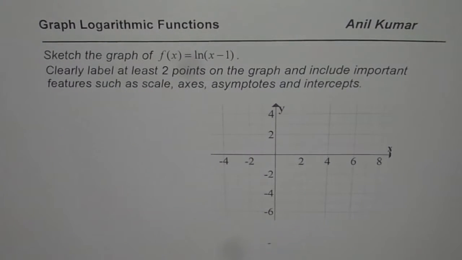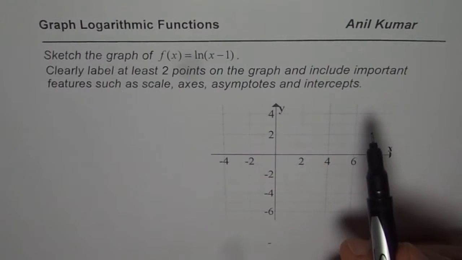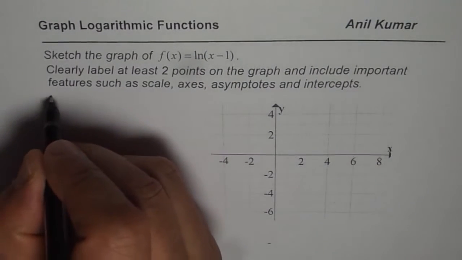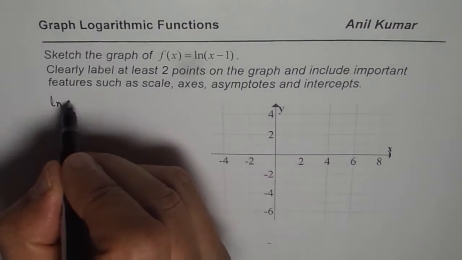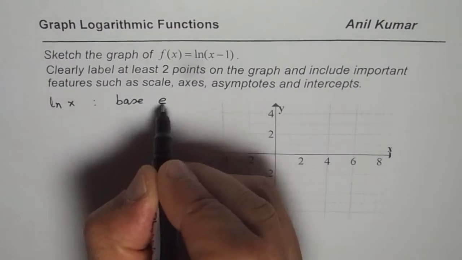Now that is a common thing. Whenever you do any graph, especially logarithmic graphs, asymptotes and intercepts are very important, right? Okay, so this is just a reminder. When we say ln, right? So let me first sketch ln x. This means the base is e, right?